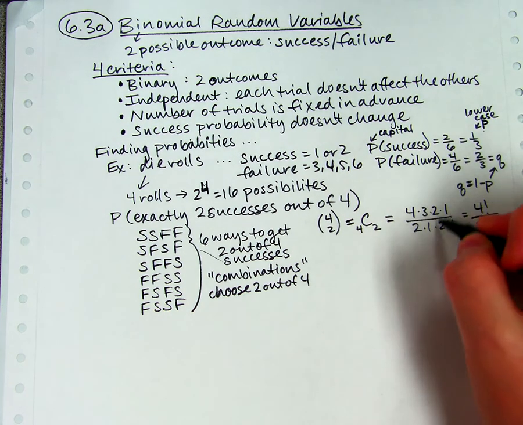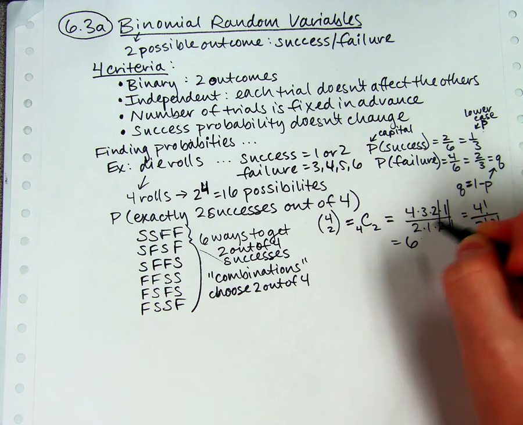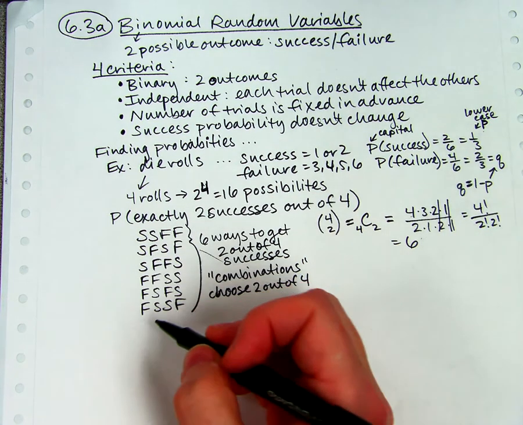And you don't have to know this formula because your calculator has it built in. So I could do this, and I could do 12 divided by 2. I get 6. Oh, good. That makes me feel good because there's 6 ways that I listed.